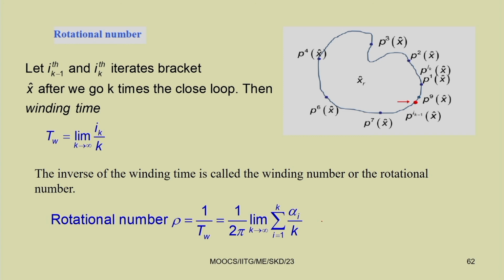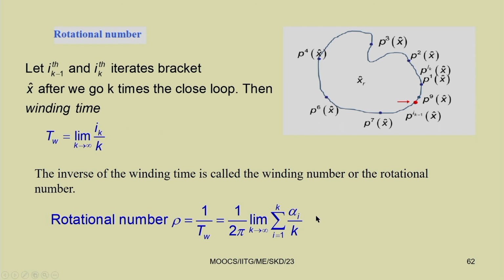After finding, as k tends to infinity, this I_k by k, we can find the winding time. After getting this winding time, the rotational number rho equals 1 by T omega. This can be given by 1 by 2 pi, limit k tends to infinity, sum over i equal to 1 to k of alpha_i by k. So, this way you can simply find this 1 by T omega.